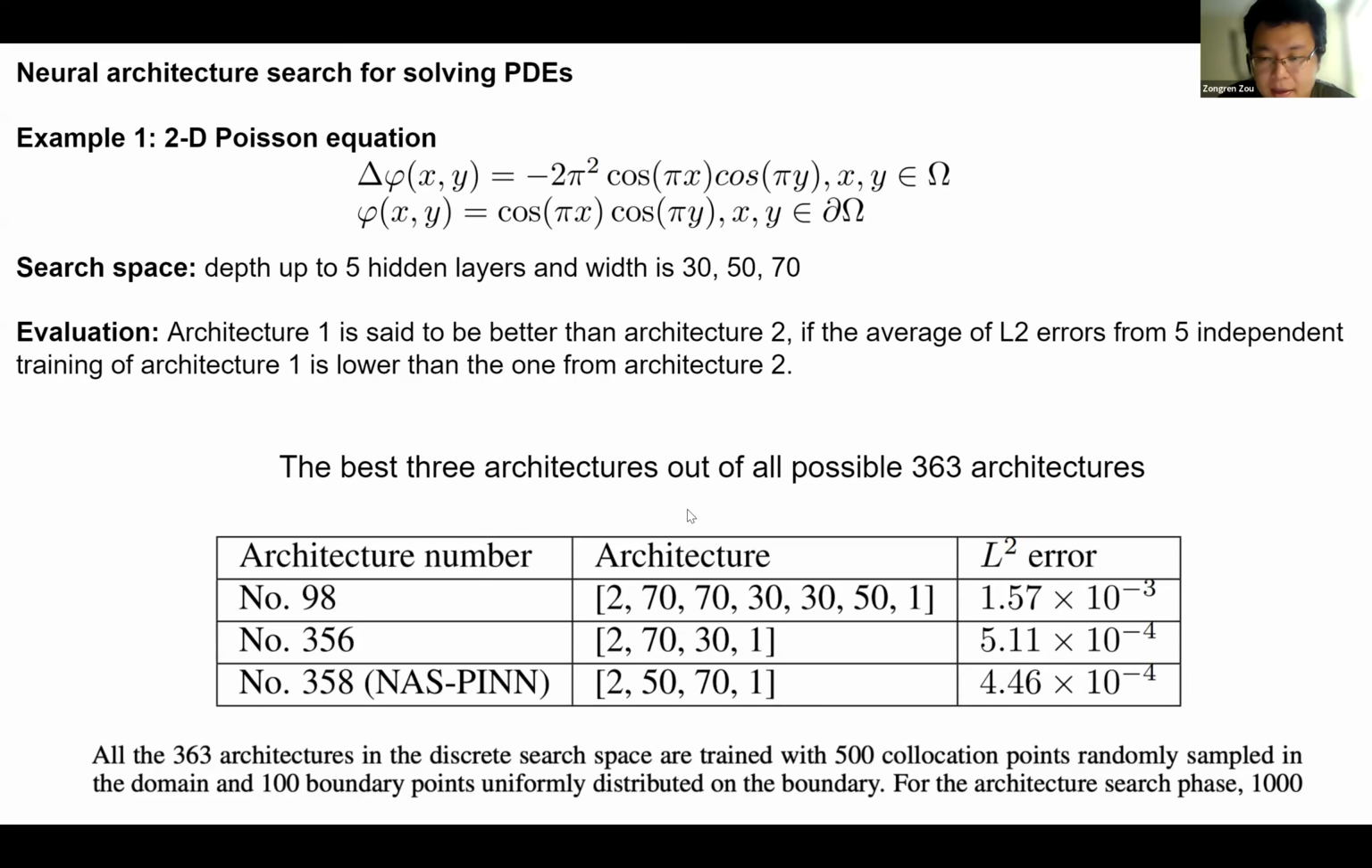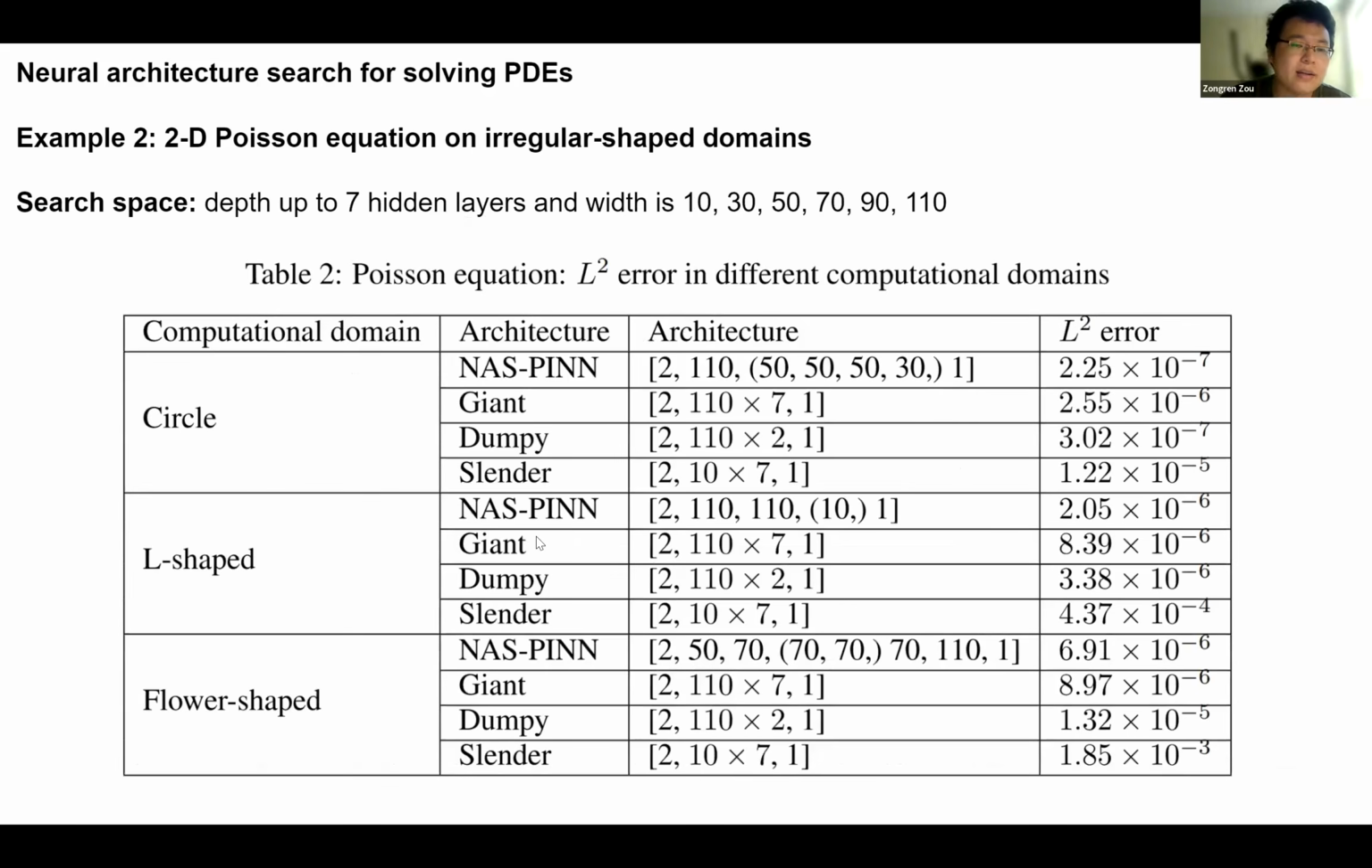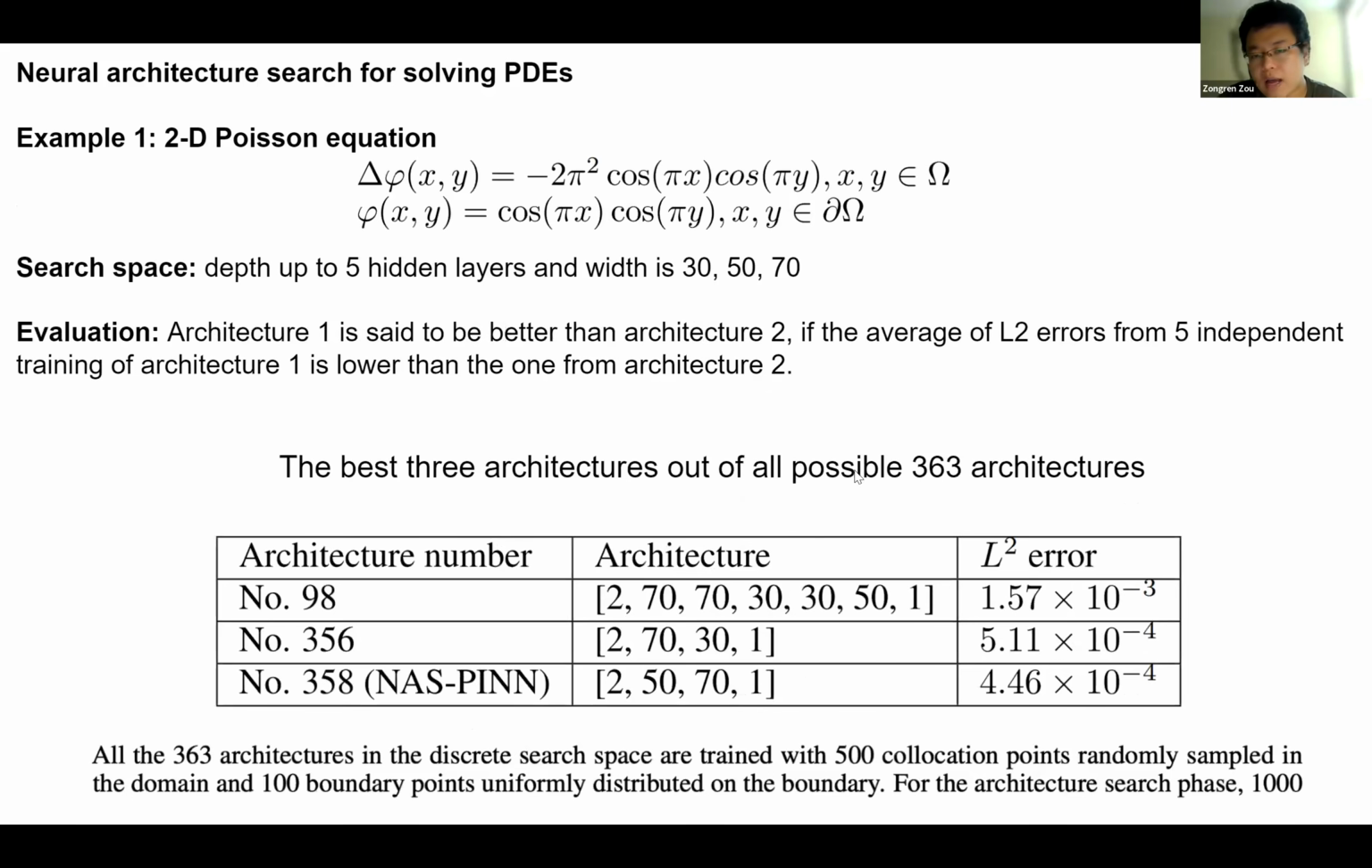The second example is still the 2D Poisson equation, but now on irregularly shaped domains. In the search space, the depth is up to 7 hidden layers, and the width is from 10 to 110. Because the search space is a lot larger than the previous one, they didn't test all the possible architectures. By the way, I really believe that this is how architecture searching should be done.